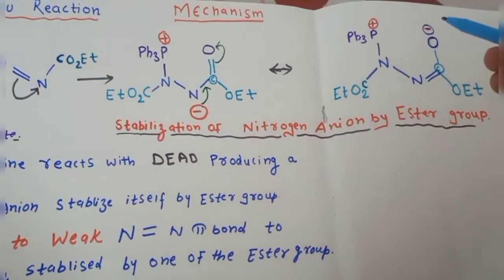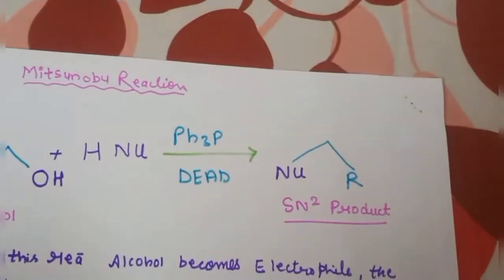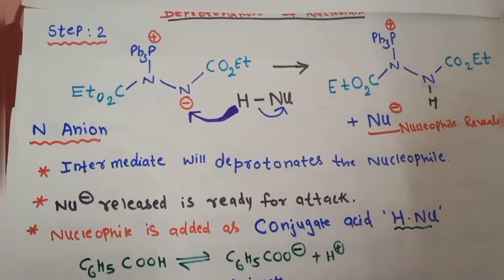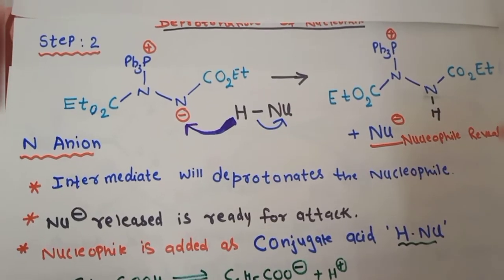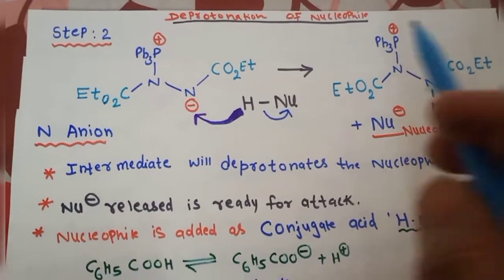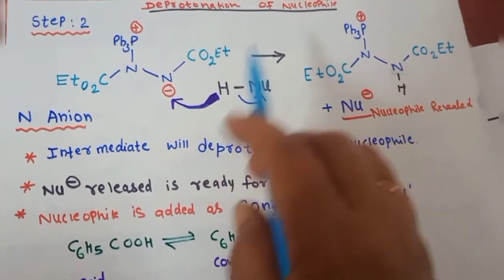So the negative charge will transfer on the oxygen. Now we will see our second step. Second step, what happens here? The second step is the deprotonation of our nucleophile.